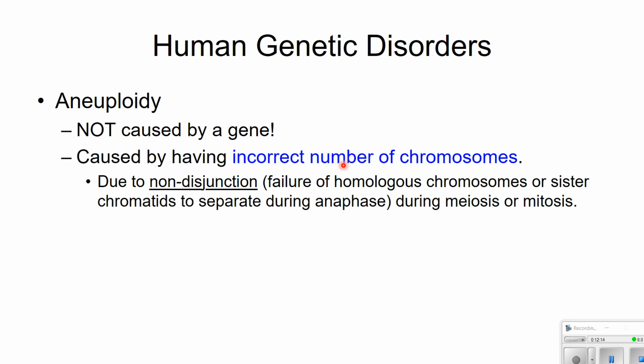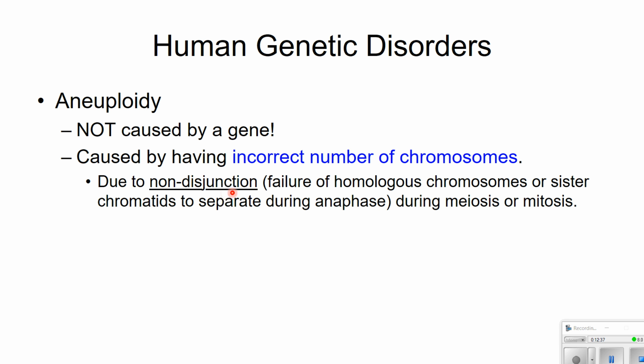That's aneuploidy. Or 47 chromosomes. That would also be aneuploidy. Aneuploidy is just a generic term that means having an incorrect number of chromosomes. Now, the cause of that is a phenomenon known as non-disjunction.